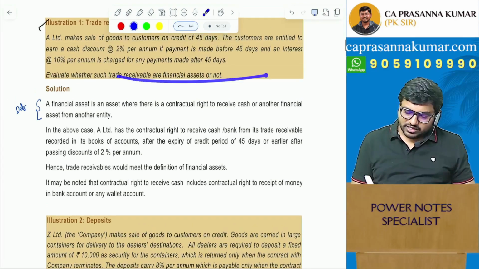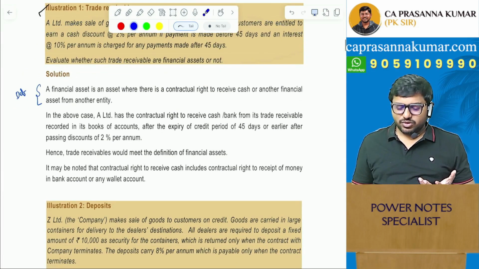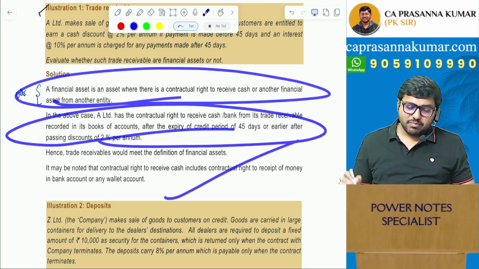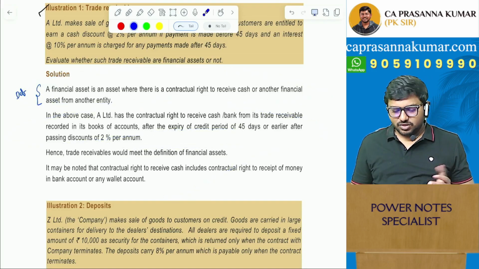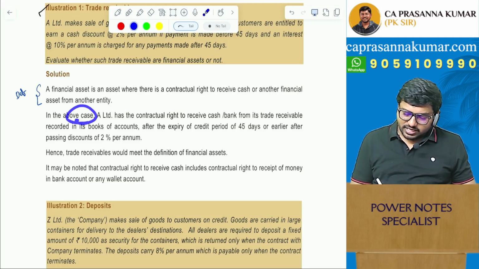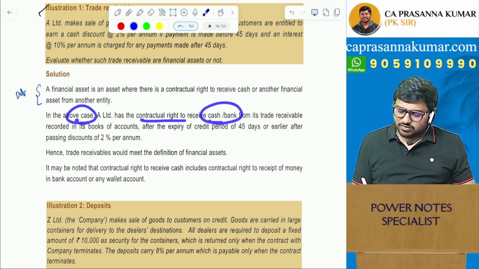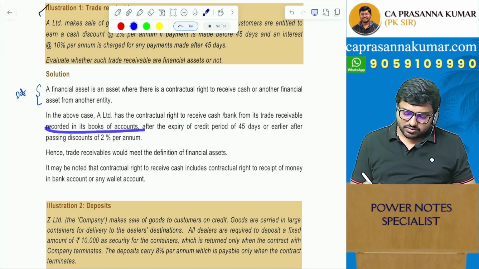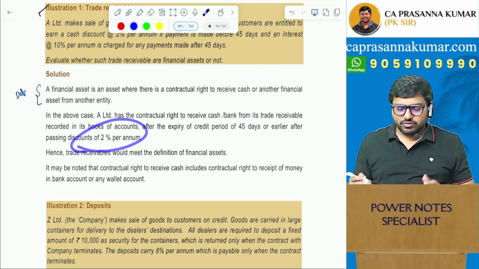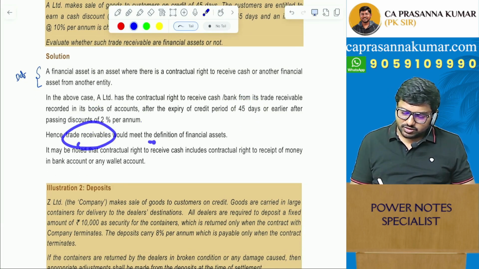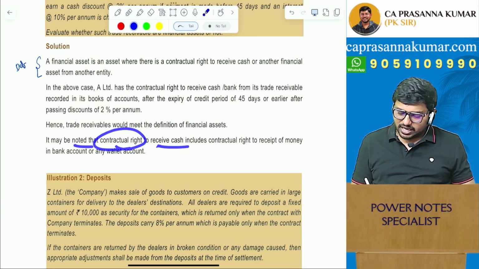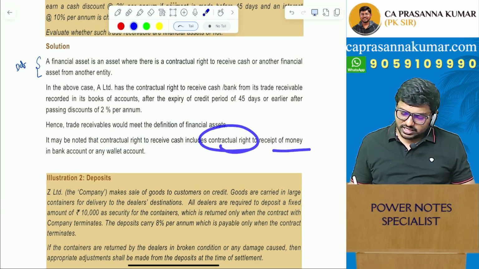Now let's look at the facts of this particular question. Always the proforma is going to be the same. First you write the definition, then you see the facts of the question, then you apply the concept and get the answer. Now, in the above case, A Limited has the contractual right to receive cash and bank from its trade receivables recorded in its books of account after the expiry of the credit period, that is 45 days or earlier, provided you give 2% per annum discount. Hence, trade receivables would be a financial asset.